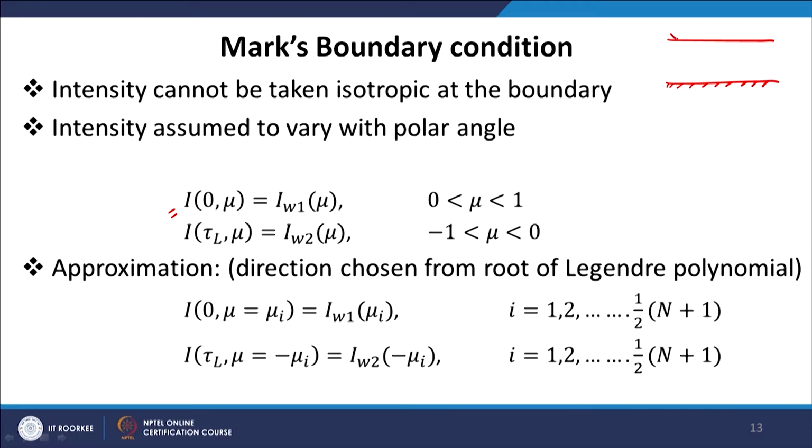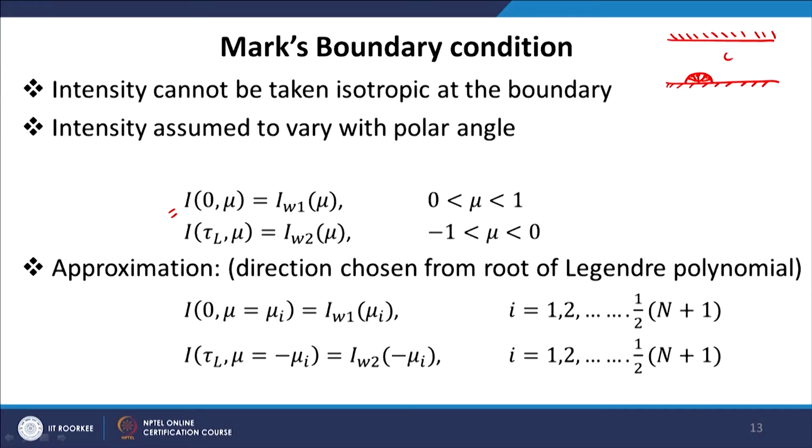For this we want to write down the boundary condition for the P1 method. Please remember, in the two flux approximation method we assumed that the intensity is isotropic at the wall. This was the assumption we made in the two flux approximation method as well as the differential approximation method, but here we cannot take intensity to be isotropic because we have written the intensity inside the medium with spherical harmonics.